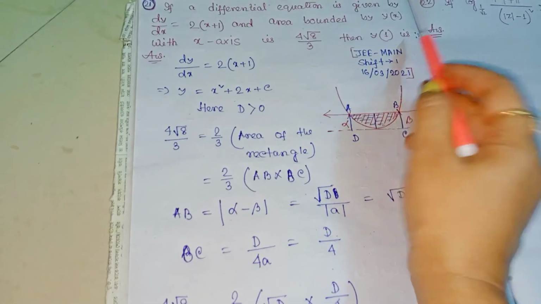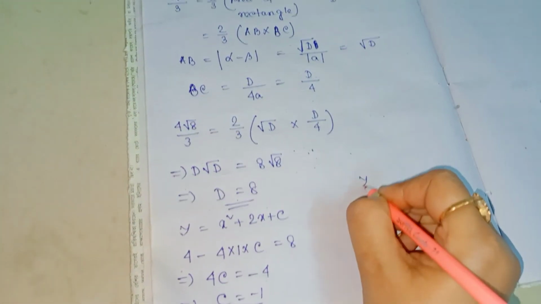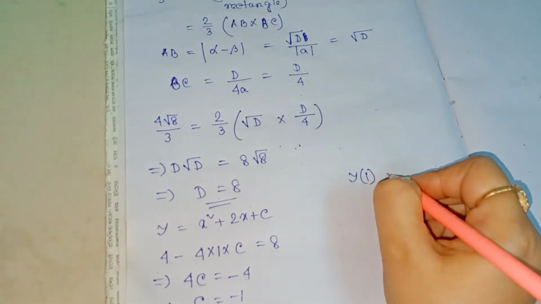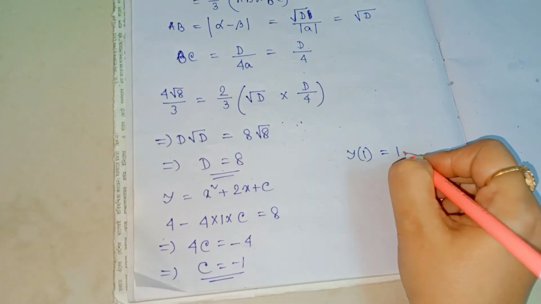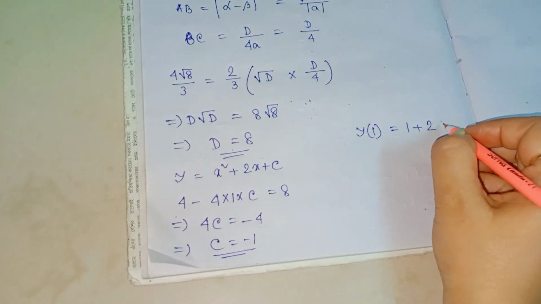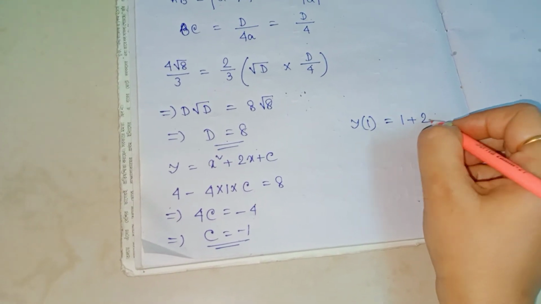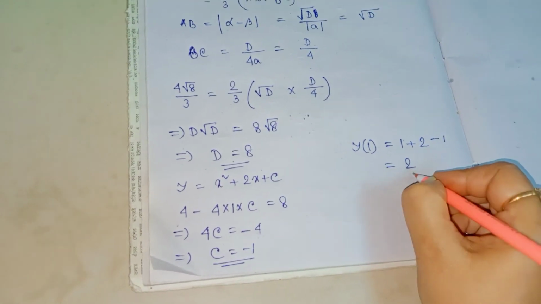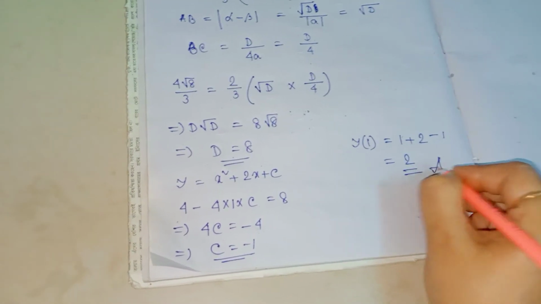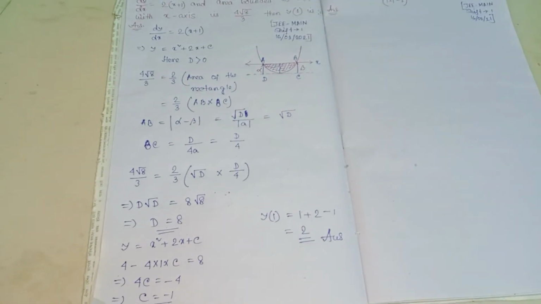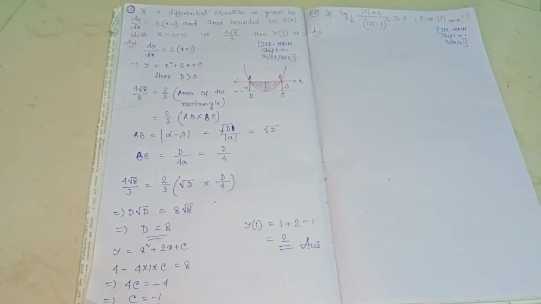So now we should calculate the value of y(1). From this equation y(1) is equal to 1 plus 2 and c is equal to minus 1. So 1 and minus 1 are cancelled out, so the value is equal to 2. So y(1) is equal to 2. So we reached our required solution. This is the required solution of 21.